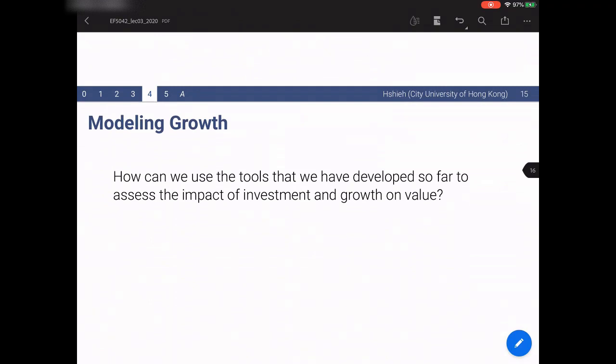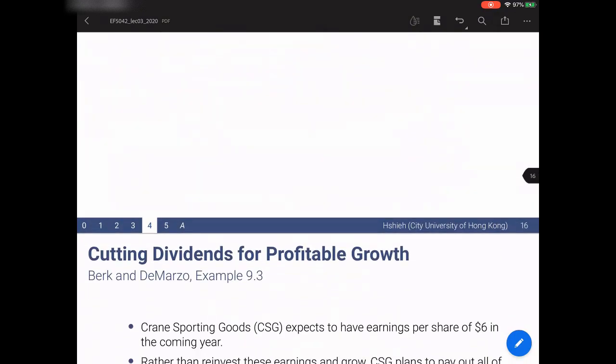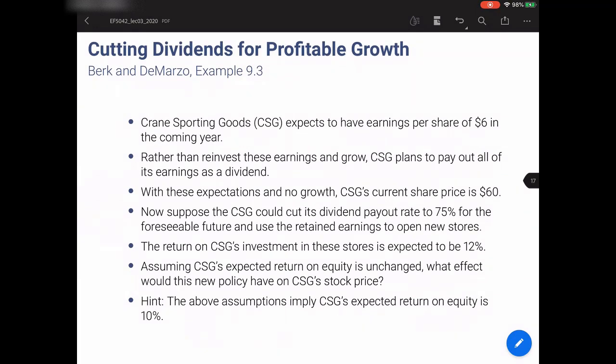So that's exactly what it is. We're just going to find a way to use the tools we learned so far and show that investments can eventually lead to growth of the firm. And rather than present formulas and so forth, I like to present things with an example so that it gives you intuition for the working parts of the formula. So let's start with an example that you can find in your textbook. Example 9.3: we are talking about a company called Crane Sporting Goods, or CSG. CSG expects to have earnings per share of $6 in the coming year.